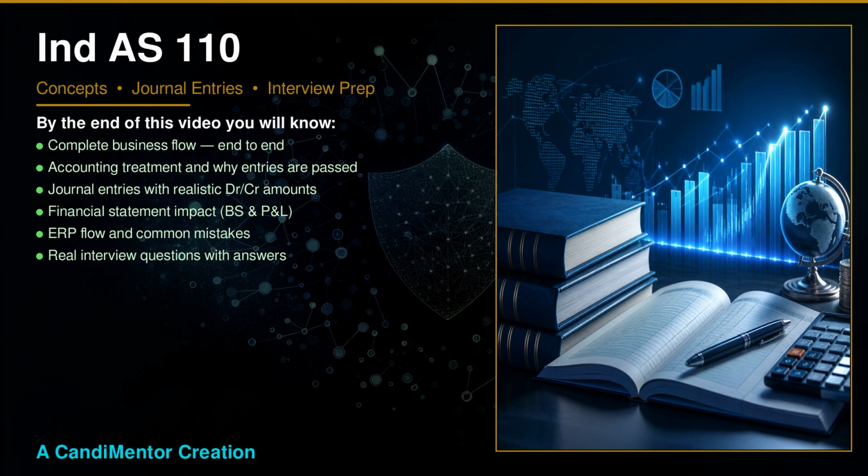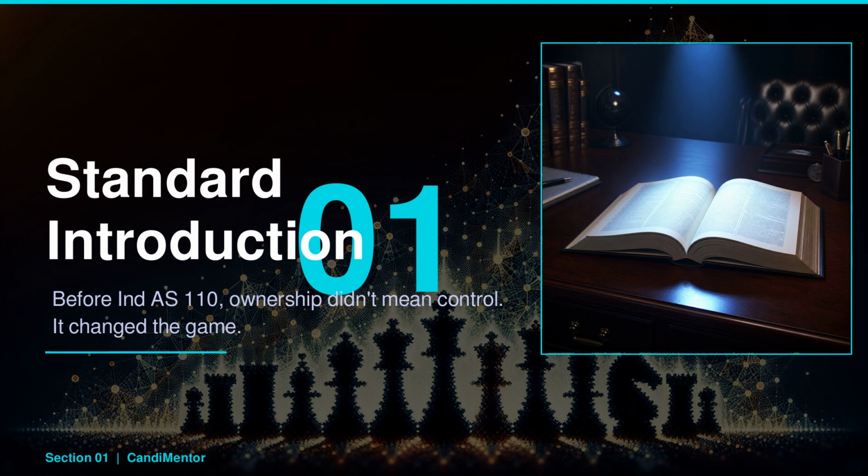need to know. Companies once hid behind legal ownership, but Indian Accounting Standard 110 redefined control. Imagine owning just 40% of a company, but still controlling it. This standard clarifies how businesses consolidate financials, ensuring transparency. By the end, you'll grasp how control, not ownership, drives consolidation, impacting group financial statements.